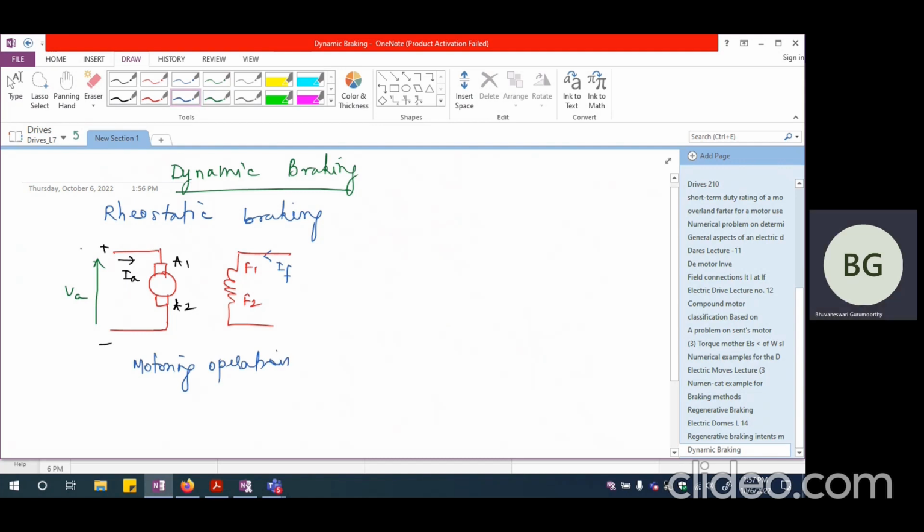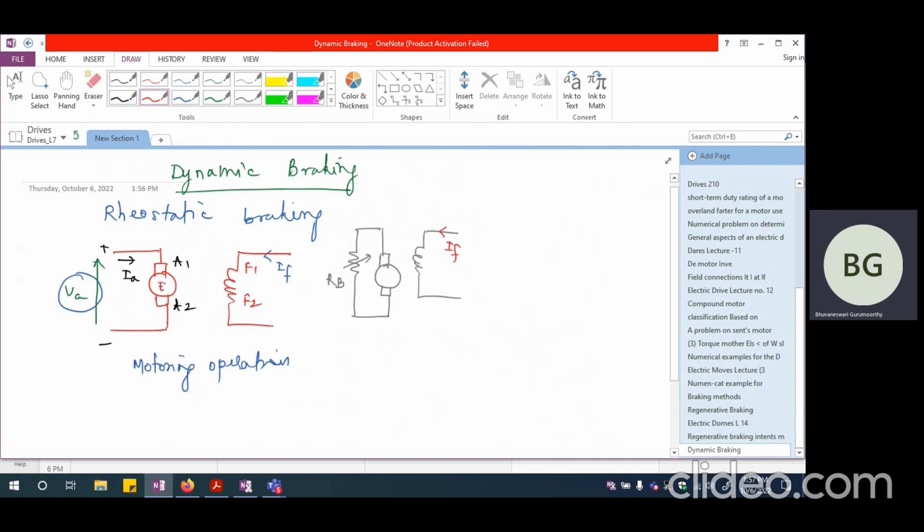In dynamic braking, what we are going to do is to disconnect this armature voltage, and instead we are going to connect a rheostat. So this is going to be my armature again, and I'm going to connect a resistance, which is preferably a variable resistance, and I call this the braking resistance RB. I'm going to connect it right across this, and I'm going to have my field here. The current flowing here is still IF. And I'm going to have the back EMF.